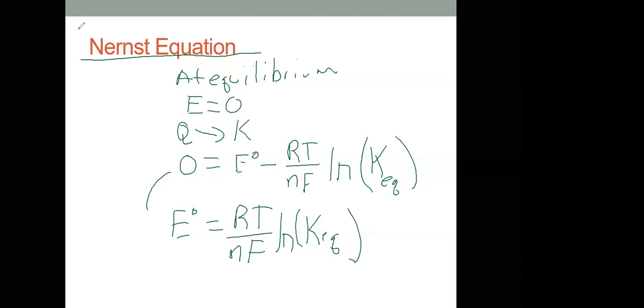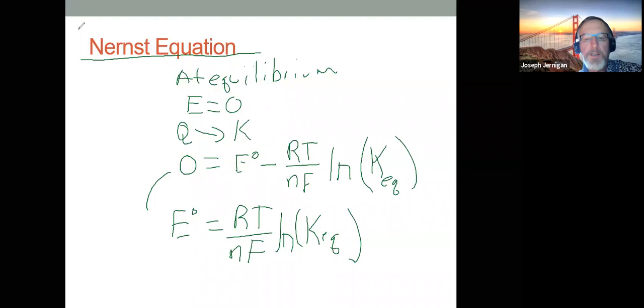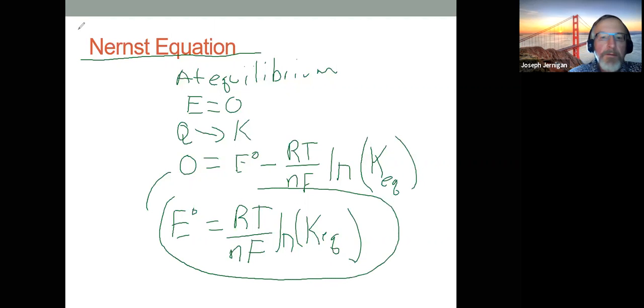So that is the relationship. That's another important relationship. If you calculate a delta E0 between two redox couples, you can also, by manipulating this equation, calculate the equilibrium constant. So yet another way, using electrochemistry, to get to an equilibrium constant by very simply measuring voltage.